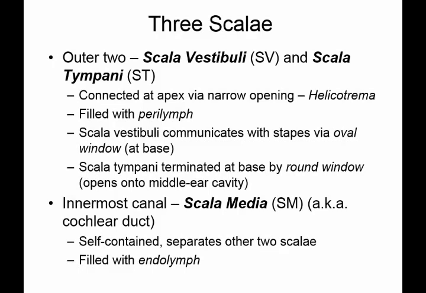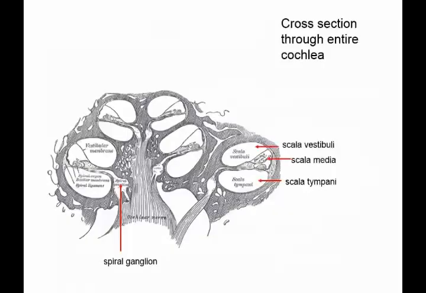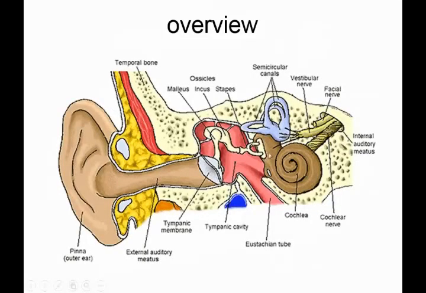Okay, here's a bit more information about our three scalae. Scalae is Latin plural for scala. You have the outer two, scala vestibuli and scala tympani. If you see an SV or an ST later on, this is what it means. They are connected at the apex via a narrow opening, that's the helicotrema. They are filled with perilymph, where peri is Latin for outside, and lymph is Latin for fluid. So they're filled with a fluid which is outside. Outside of what? Outside of cells, as opposed to endolymph, which is inside cells.